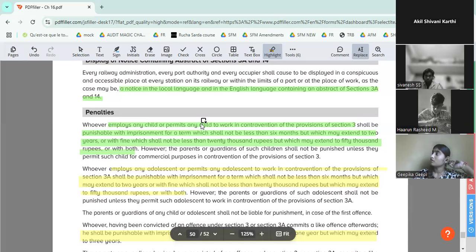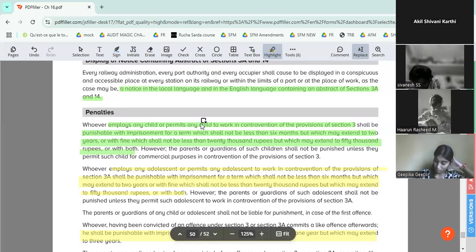Following, you have your section 3A. If people contravene the provisions of section 3A, that is, you allow an adolescent to work in a hazardous occupation, what will be the punishment? Again, imprisonment for a term which will not be less than 6 months. It may extend to 2 years, and fine minimum 20,000, maximum 50,000 or with both. This punishment is same for 3 and 3A.